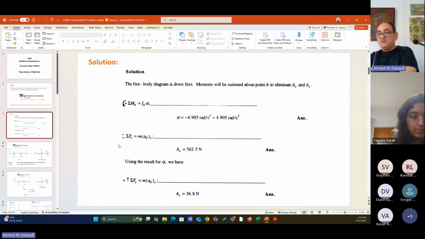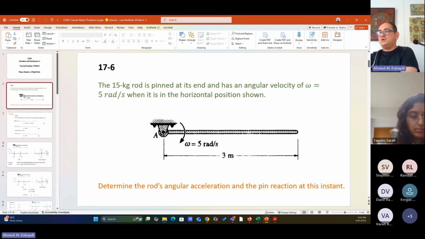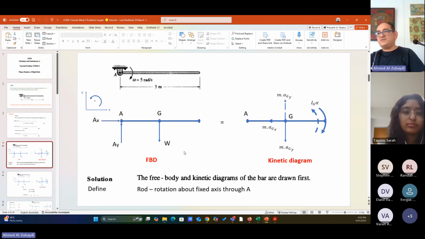This is the 5 now. And I think that we already have similar questions going to show up in the quiz. This is the easiest one. The most important thing is the free body diagram and the kinetic diagram.